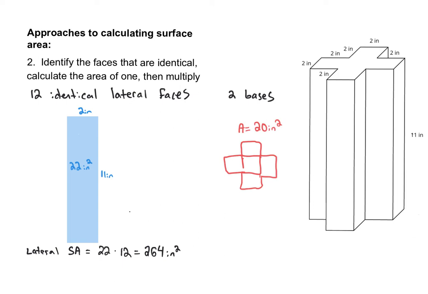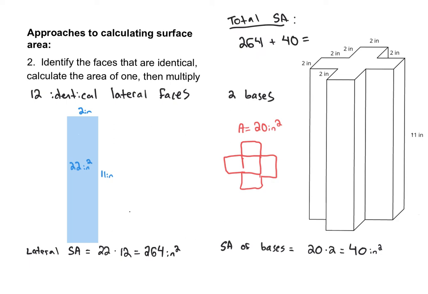And now let's do the bases. We already established that the base has an area of 20 inches squared, and so there are two of them. So our surface area of our bases is 40 inches squared, and so then you would combine those two surface areas. So the total surface area then is 304 square inches.